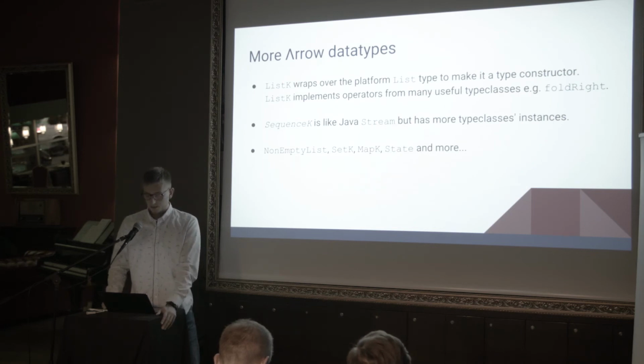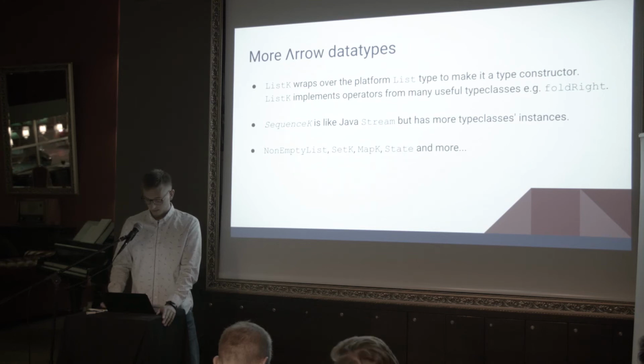More Arrow data types. We have ListK, which we've seen previously. It wraps over the list from Kotlin, and it makes it a type constructor. It also implements many operators from type classes. For example, it has a foldRight method. SequenceK is like Java Stream, but has also more type class instances. We have also NonEmptyList, SetK, MapK, State, and so on.